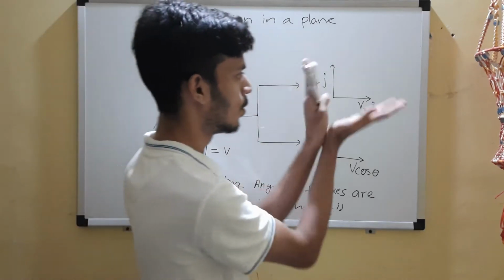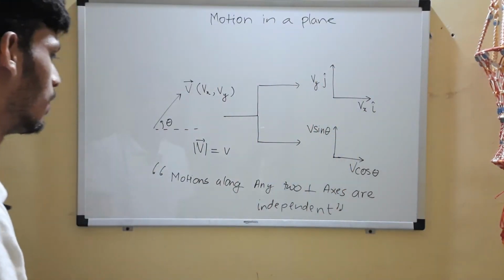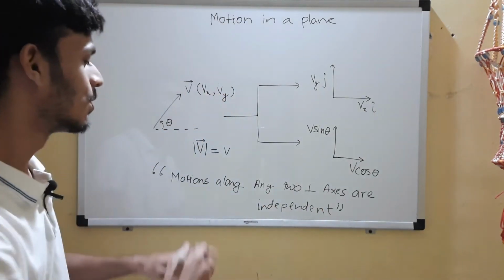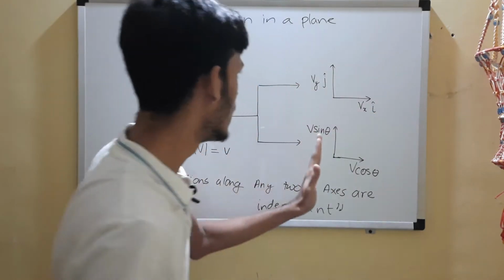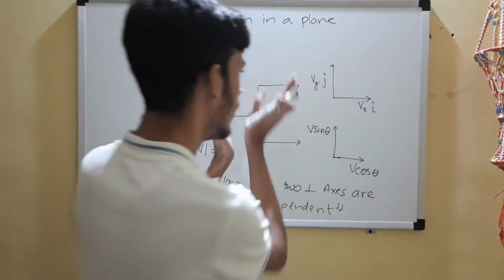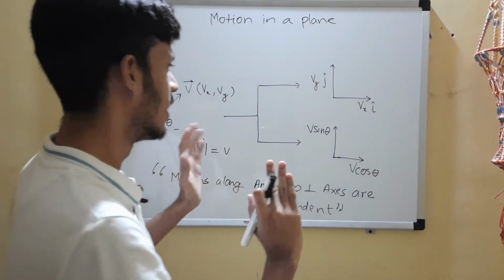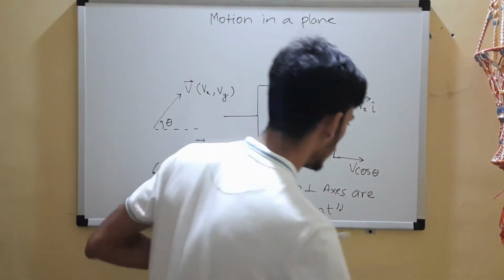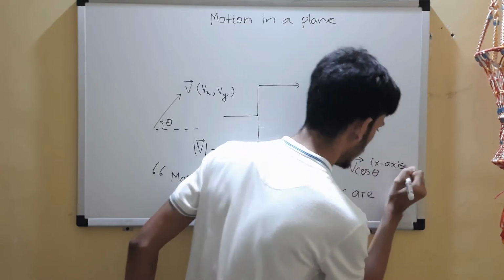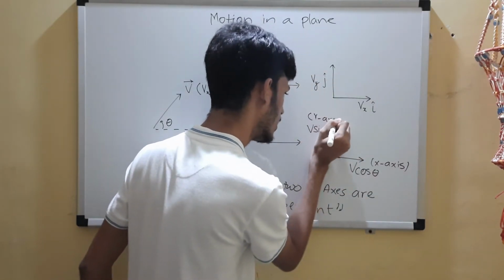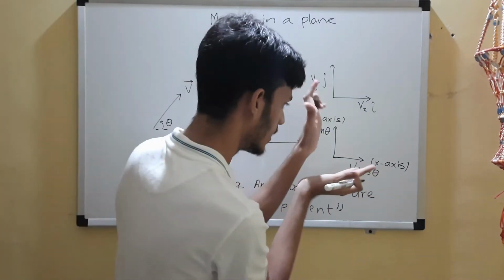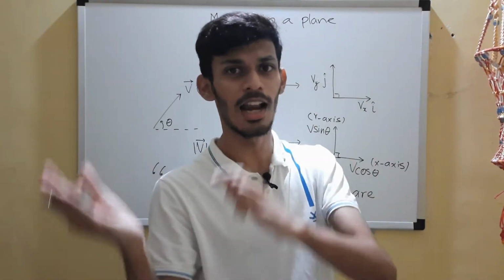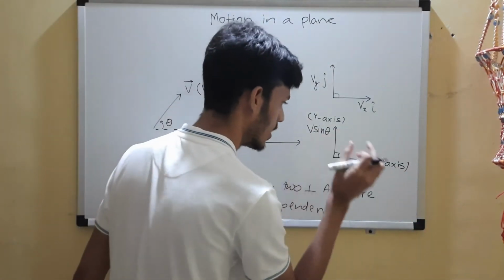What did we do so far? We just broke this vector into its two perpendicular components, and now we are saying that motions along any two perpendicular axes are independent. So you can say that motion along vx is independent of motion along vy, right? Vx is not dependent on vy. Here also, v cos theta is not dependent on v sin theta, because this is along the x-axis and this is along the y-axis, and they are perpendicular. So this motion is independent of this.